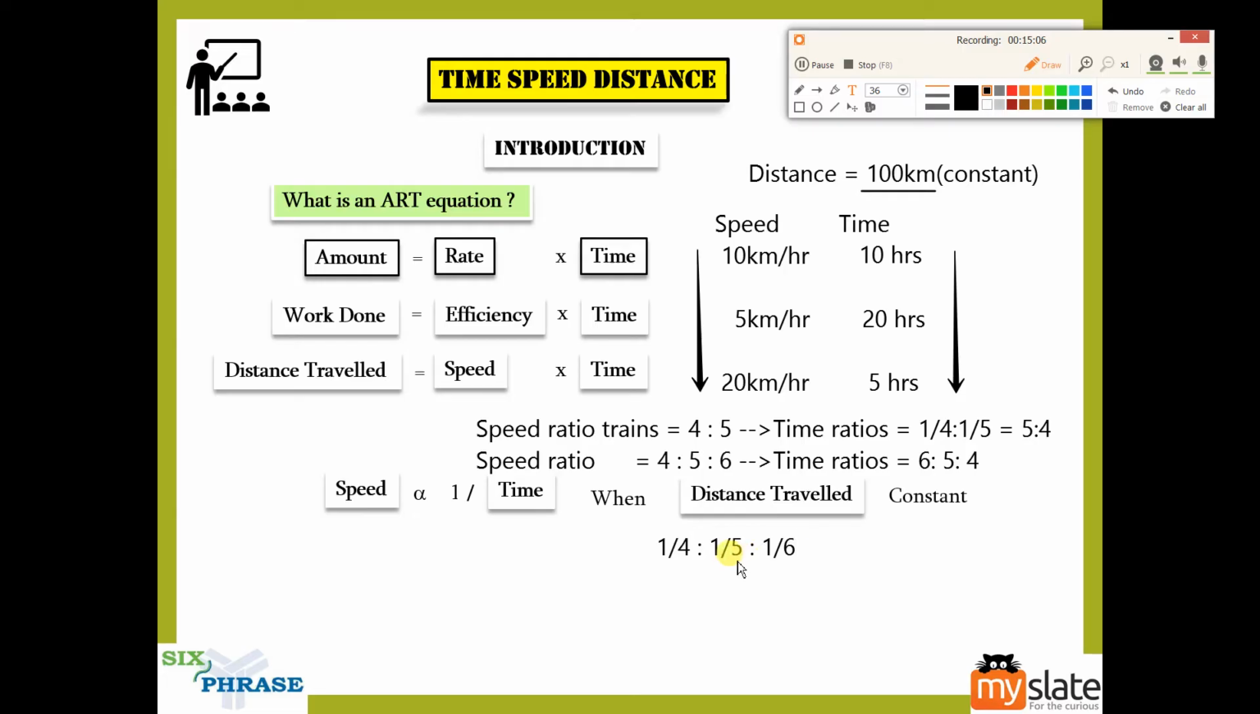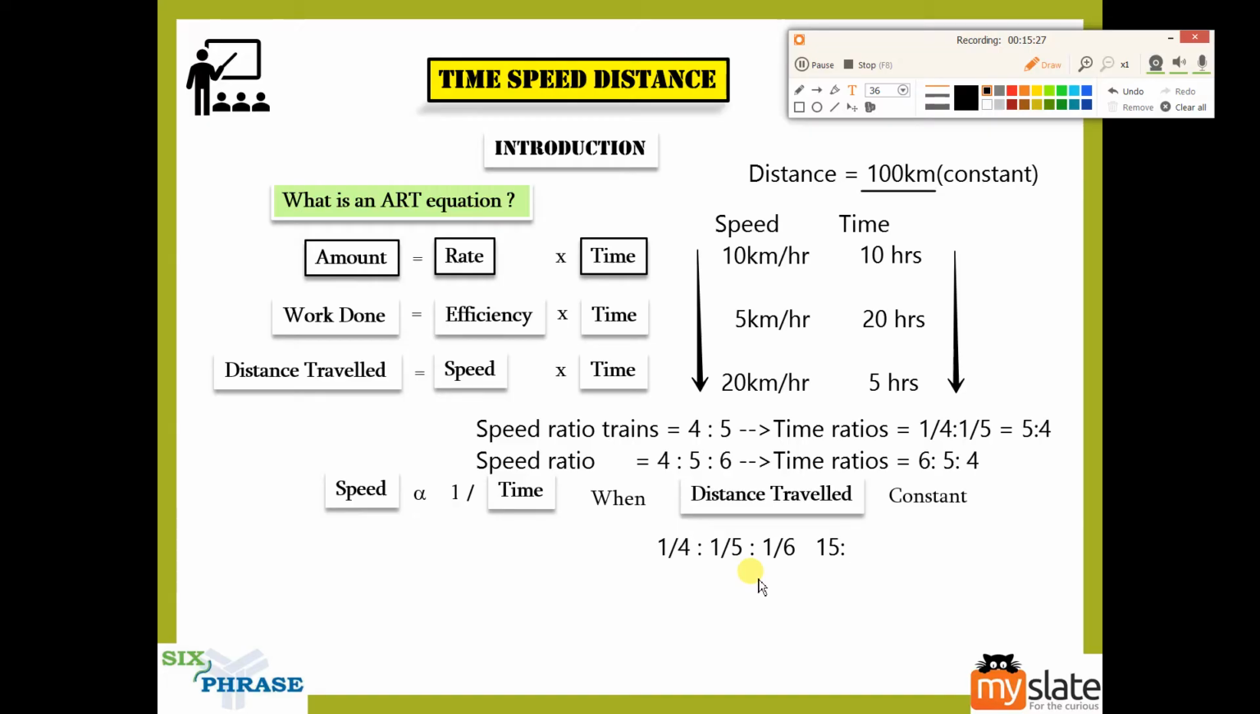Yes, if you have to get the integer values of all this, find the LCM and multiply everything by the LCM. What is the LCM of 4, 5, 6? The LCM of 4, 5, 6 will be 60. So if you multiply 60 by 1 by 4, you'll get 15, right? And if you multiply 60 by 1 by 5, what do you get?